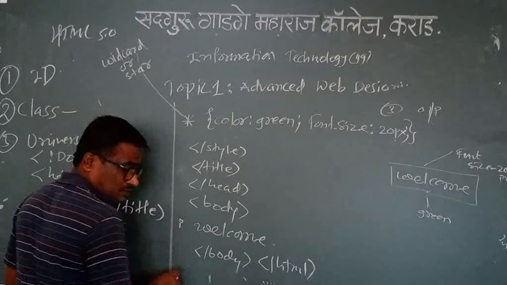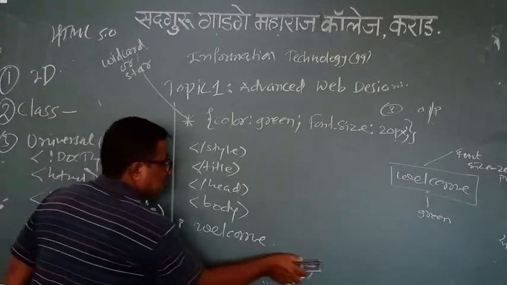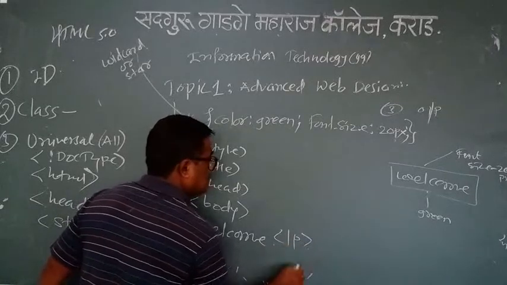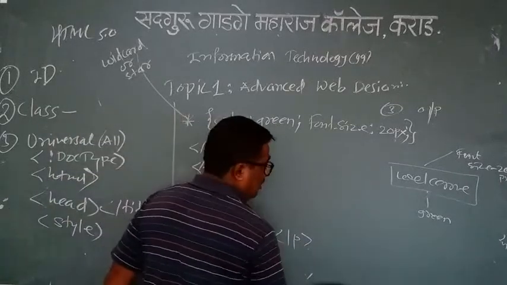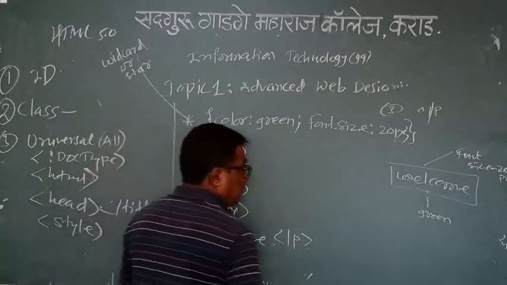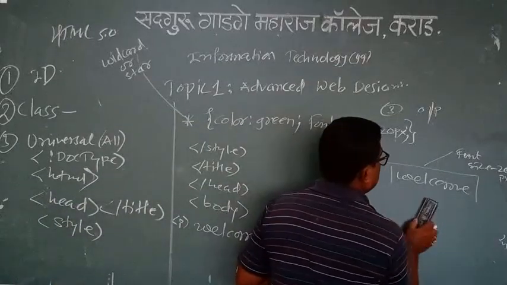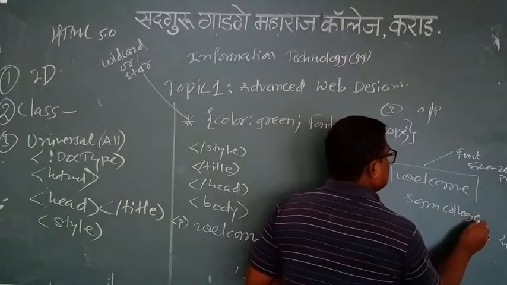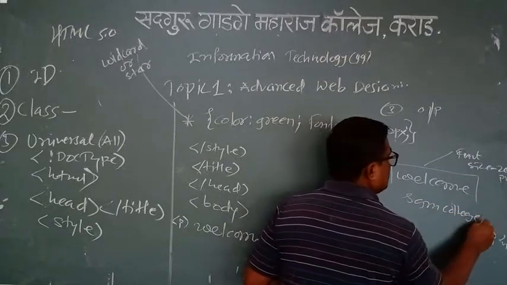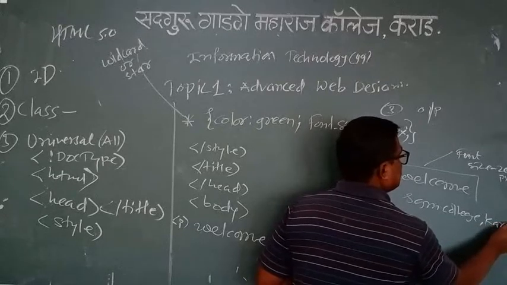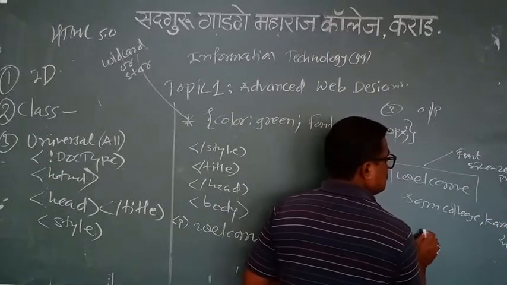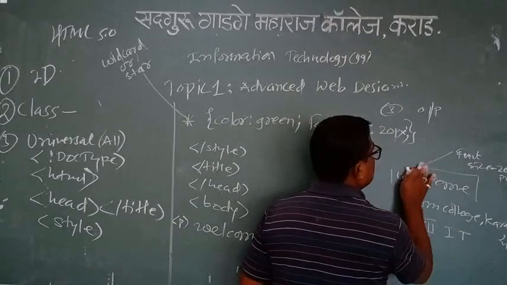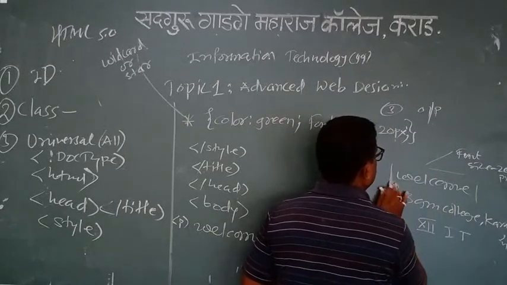Here is a p tag, and there another text is, suppose, welcome GM College, Karad, IT.